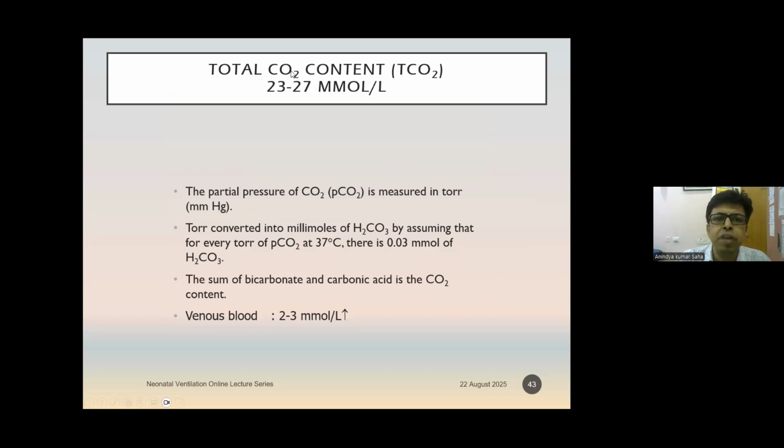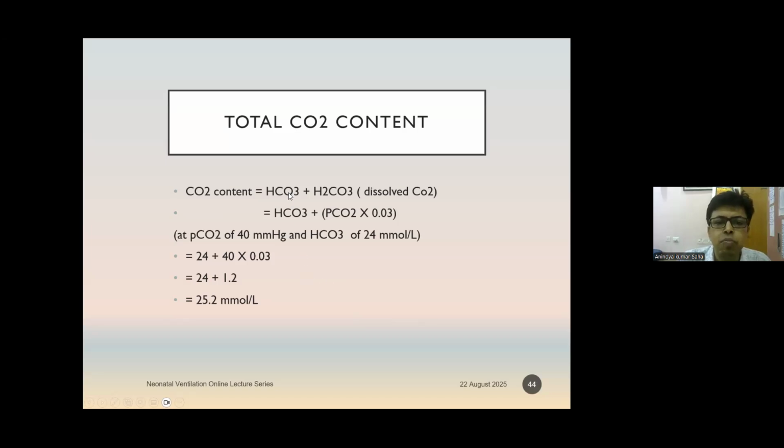And similarly, there should be another component, total carbon dioxide content, that is 23 to 27 millimole of carbon dioxide or bicarbonate molecule per liter of blood in arterial blood, and in venous blood it is 2 to 3 millimole per liter higher. It is the sum of bicarbonate and carbon dioxide. Let us see the formula. It is the millimole of bicarbonate plus dissolved carbon dioxide, PCO2 times 0.03. That is, if the bicarbonate level is 24 and the carbon dioxide PCO2 is 40, then the total CO2 is 25.2 by this calculation.